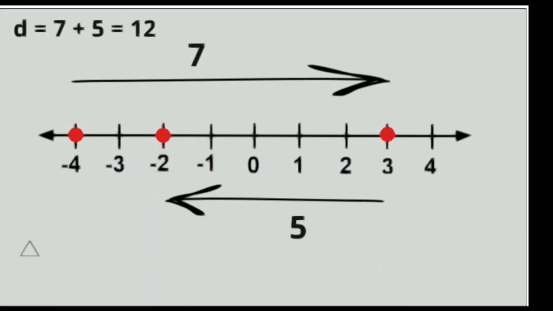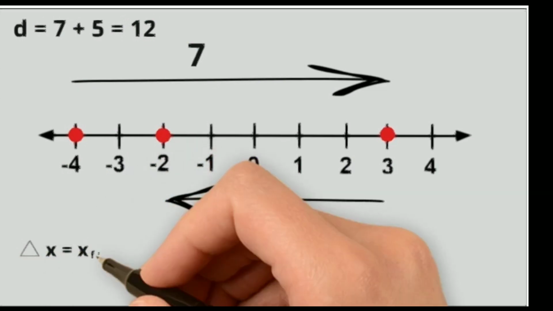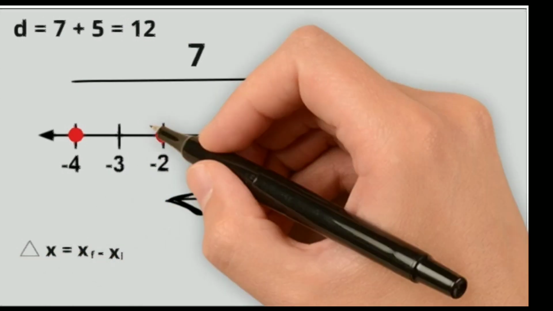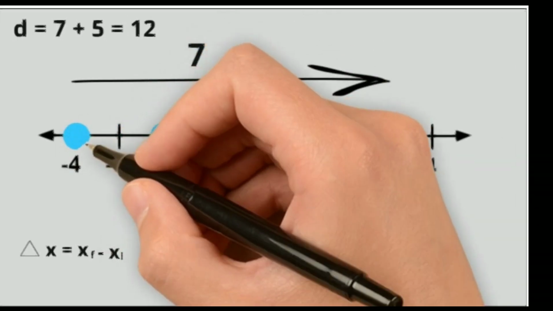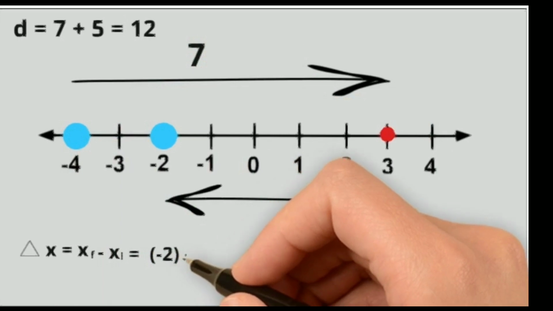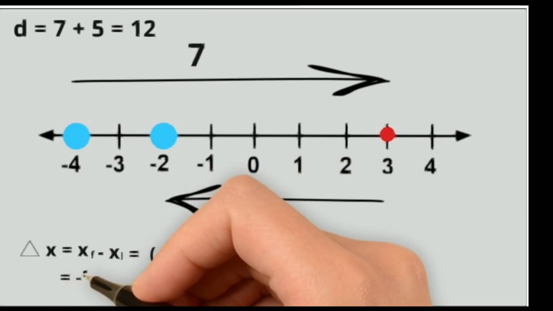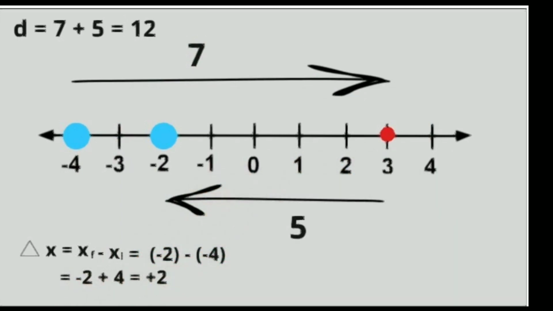We could use the equation: it's the final position minus the initial position. The final position is -2, the initial position was -4, so it's -2 minus -4, which is the same as -2 plus 4. Whenever you have two negative signs next to each other, you can make it a positive sign, so therefore it's +2. So the distance traveled is 12 units, but the displacement is only +2 units.